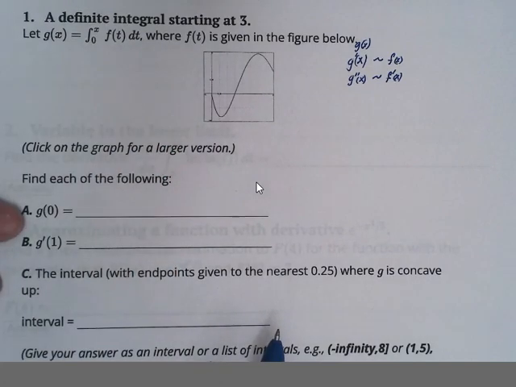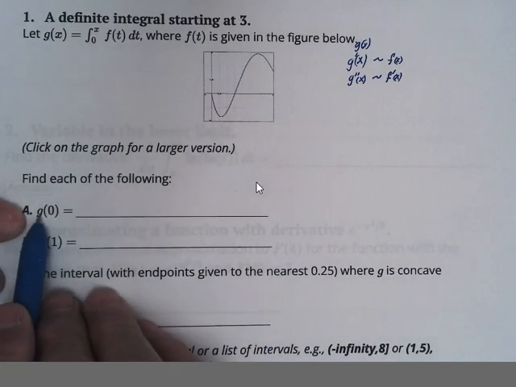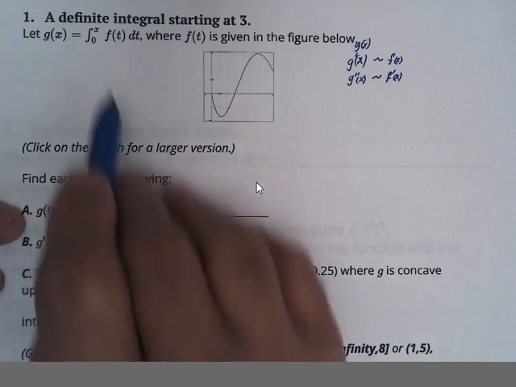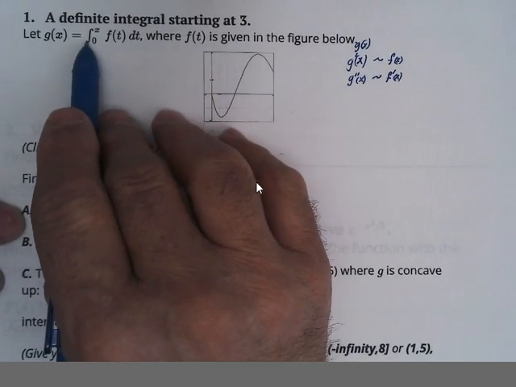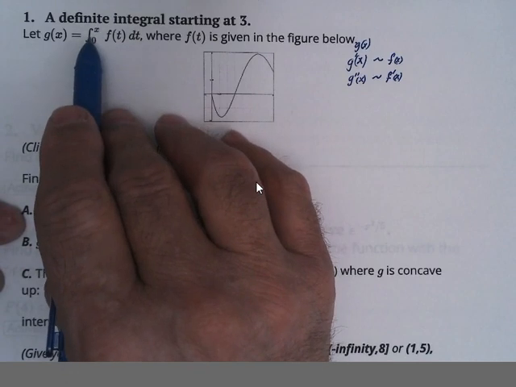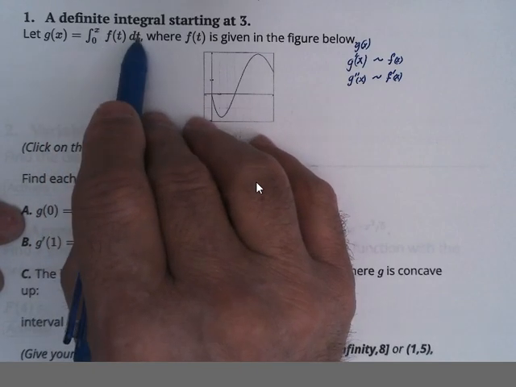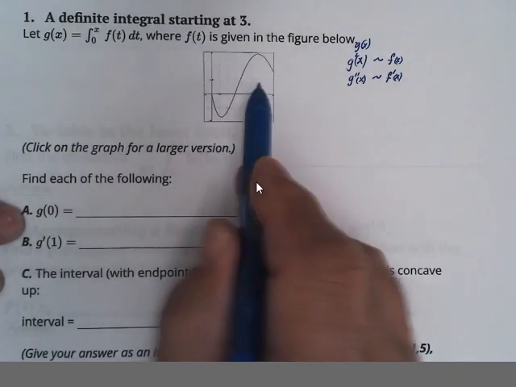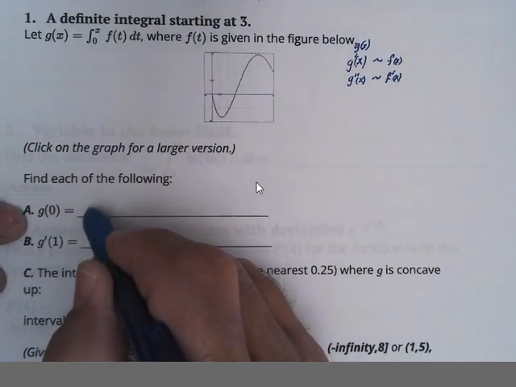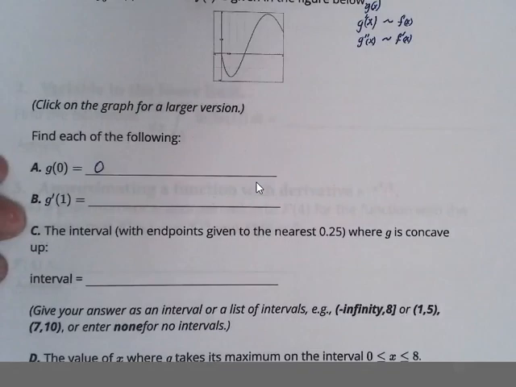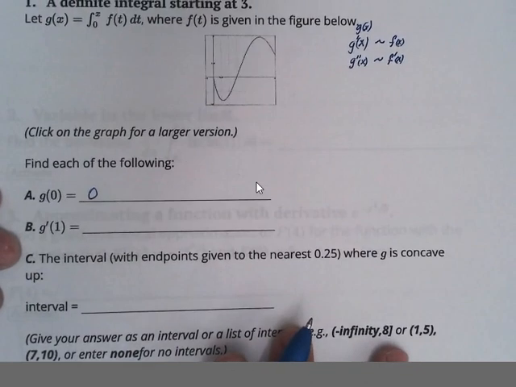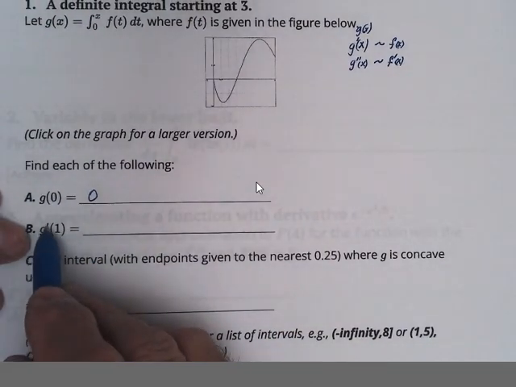So now, what's g of 0? Well, if we put in 0 for the x, we're taking the integral from 0 to 0. And the integral from 0 to 0 of anything is 0, because there's no width, so there's going to be no value. Then it says, what's g prime?